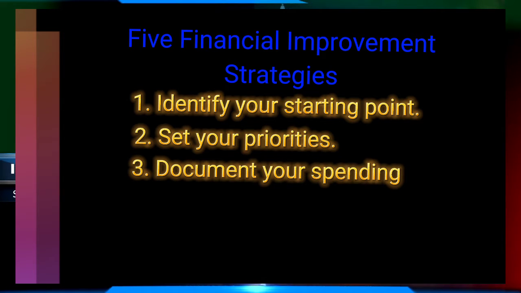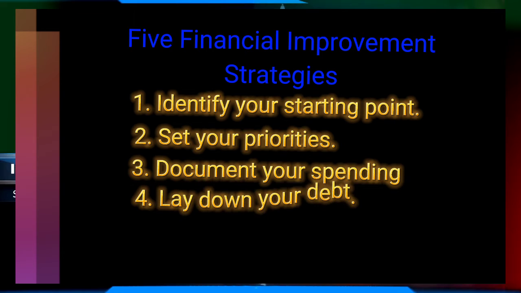Number 3. Document your spending. One of the best ways to figure out cash flow, or what comes in and what goes out, is to create a budget or a personal spending plan. A budget lists down all income and expenses to help meet financial obligations. Number 4.